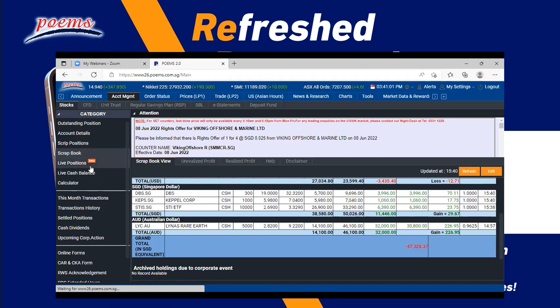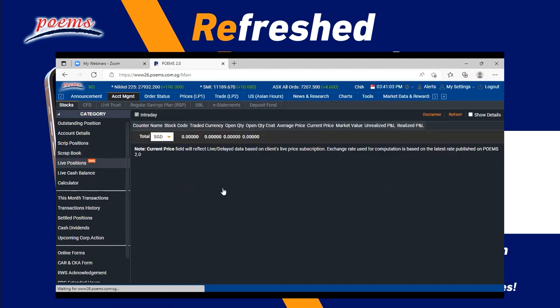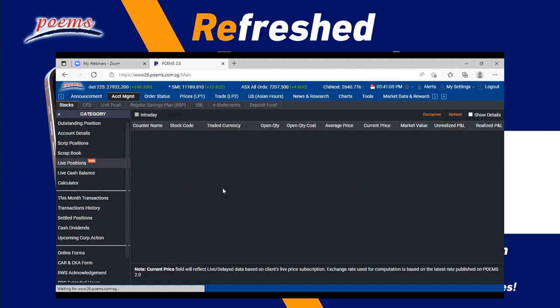So next will be the live position. The live position refers to, for example, if you buy something today, it will show up as a live position for you. Maybe 30 minutes ago the price went up, and because you bought at a lower price, it shows an unrealized profit for you. But if you bought a contract and the price dropped, it will show an unrealized loss for you. So it's just for intraday reference purposes.